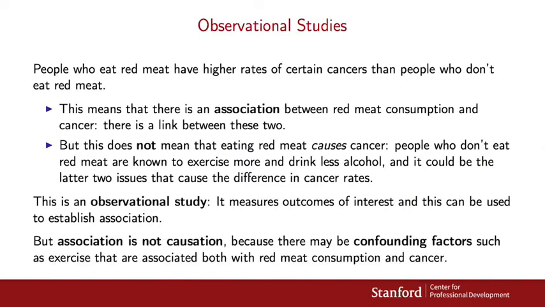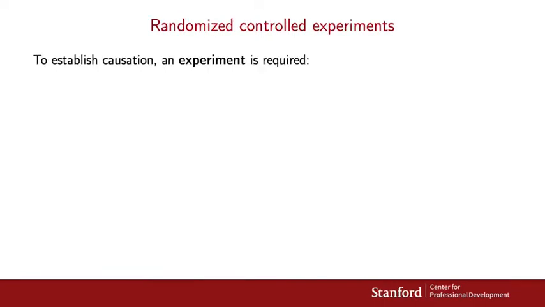But, as we saw before, association does not mean causation, because there may be other factors. These are called confounding factors. Sometimes they have the name lurking variable. Now, what we really would like to know is whether eating red meat actually causes cancer. For that, we need an experiment.